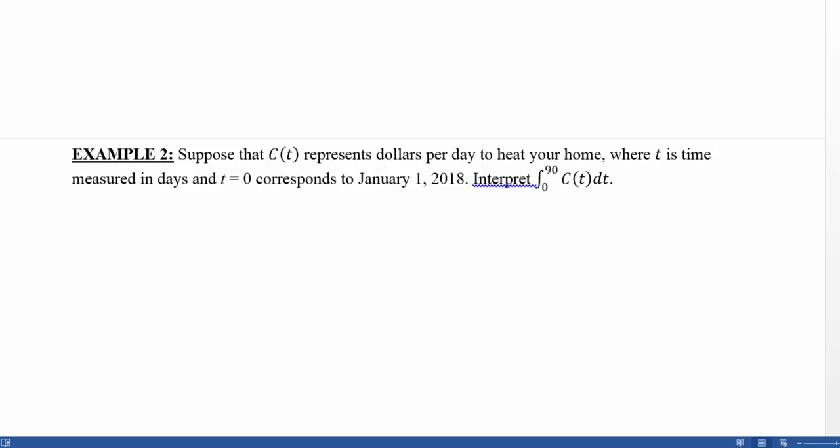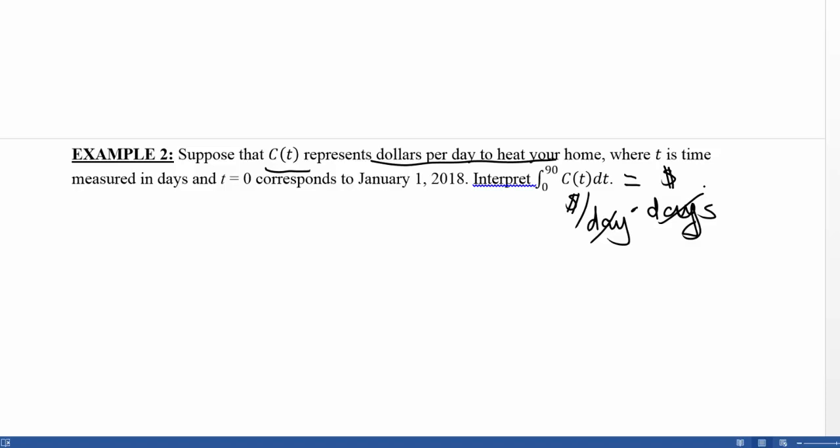So notice here what our units are. C of t is in dollars per day. Now our time, or our independent variable, is also going to be in days here, just like the previous problem. So the days units are going to cancel. So whatever I get on this other side is going to be in dollars. And I know here we're talking about the cost, in dollars per day.